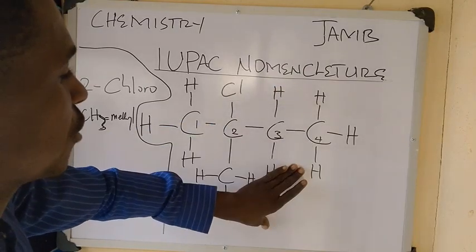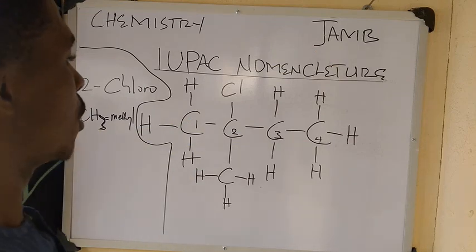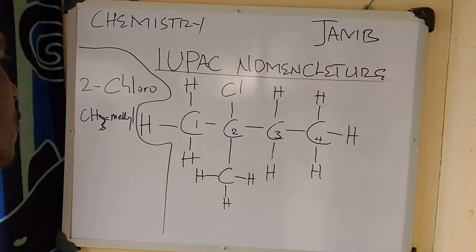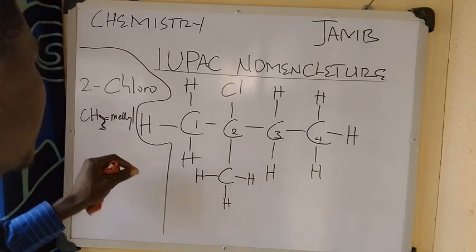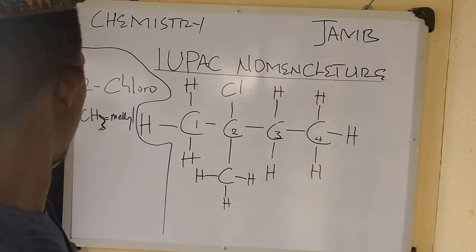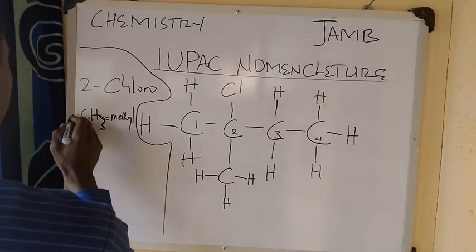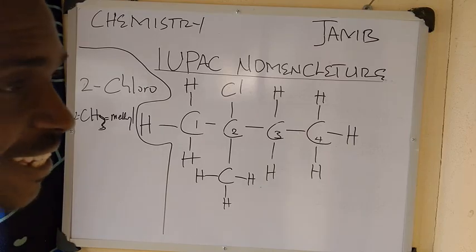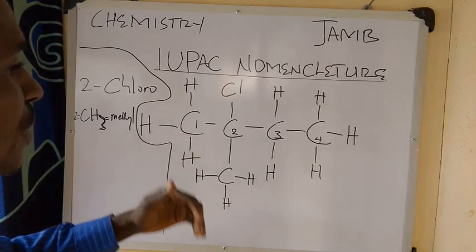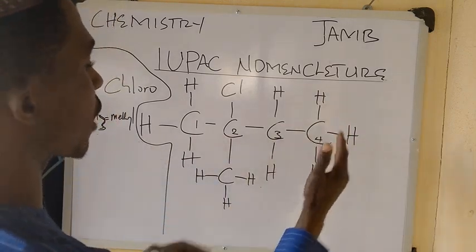At carbon number 3, there's no bonding. It is a normal bonding, and at carbon number 4 also it is a normal bonding. So that's all. So if I want to name this compound now, I can say 2 chloro, 2 methyl, what? Butane. 2 chloro, 2 methyl butane.